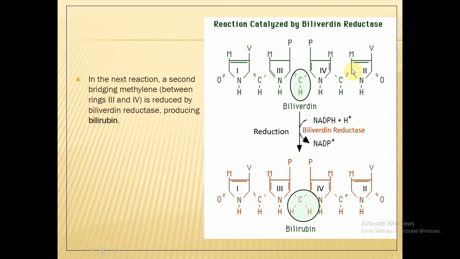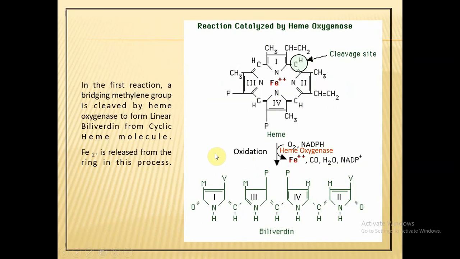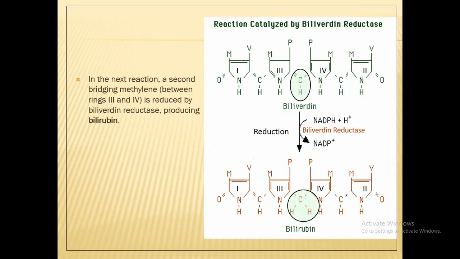In the second reaction, biliverdin is acted upon by the biliverdin reductase enzyme, and again NADPH is utilized, and biliverdin is reduced to bilirubin. Another methylene bridge, between rings 3 and 4, is reduced by biliverdin reductase, producing bilirubin. This is the methylene between 3 and 4. So two enzymes are important: heme oxygenase, which converts the protoporphyrin rings of the remaining heme into biliverdin, and biliverdin reductase, which converts biliverdin into bilirubin.